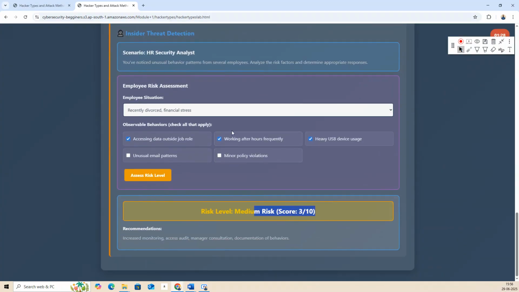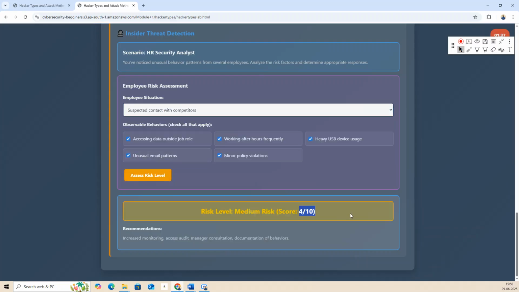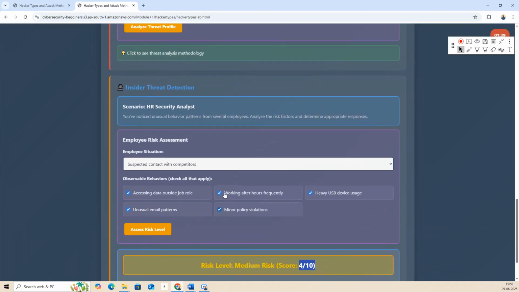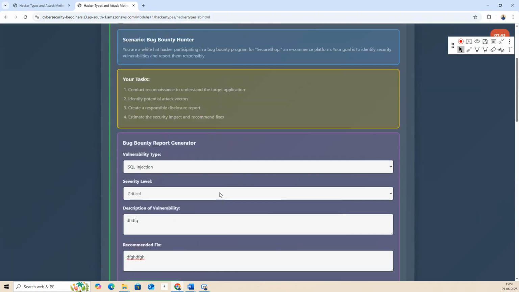Okay, the risk level is low. You can just go to some other thing and check, the risk level is even lower here. Let me go to suspect. See, here it is 4, medium risk. So you can combine the combinations and try to check how to identify.